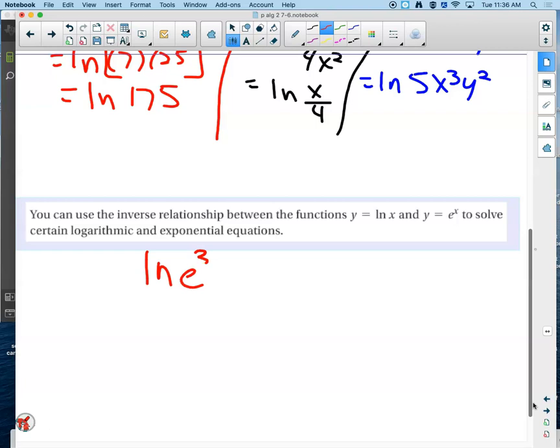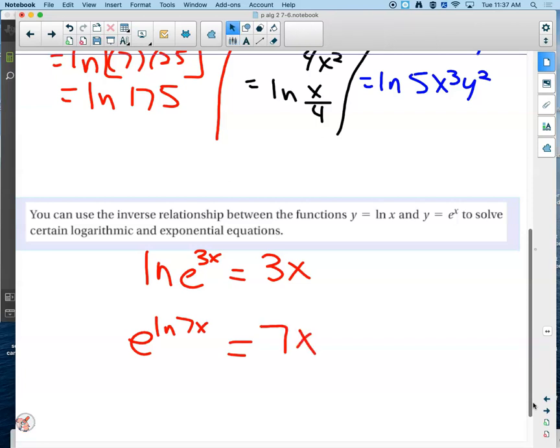So tell me what that says. Yep. So it's that inverse relationship. ln, logarithm base e, is going to undo e. And undoing e to a power, well, requires ln. So those two things go together, forwards and backwards.